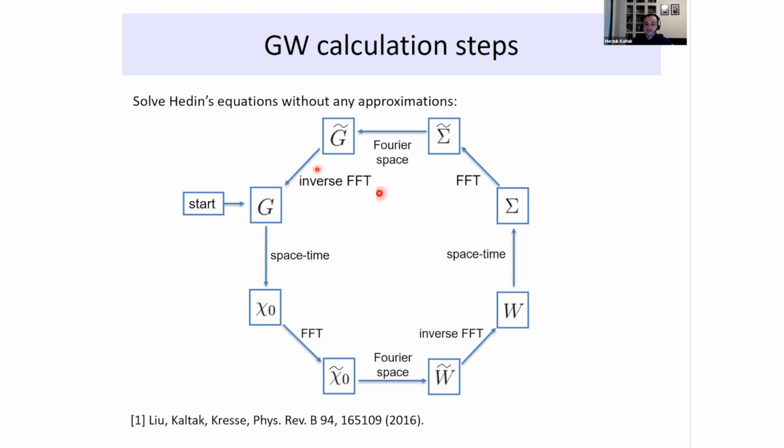At the end of the day, if you do this self-consistently, you will end up with an interacting Green's function. Now the question, of course, is what do you do with it? So what can you do with the Green's function in practice?